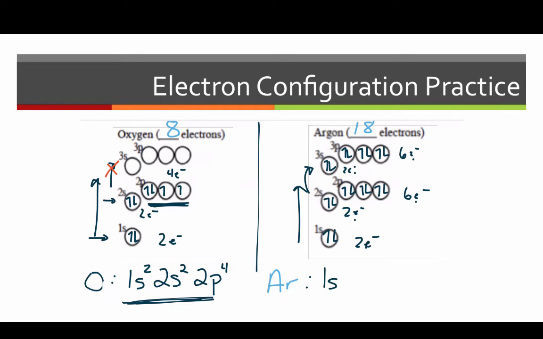So I'm in the 1s orbital, and I have 2 electrons. I'm in the 2s orbital, and I have 2 electrons. 2p, and I have 6. 3s, and I have 2. And the last one is 3p, and I have 6 electrons. This would be the electron configuration for argon. I know now where each electron is going to go, and I know what orbitals they're all going to be in. I know how far away they are based on their energy levels, and I know what orientations they're going to be in based on their orbital shapes.